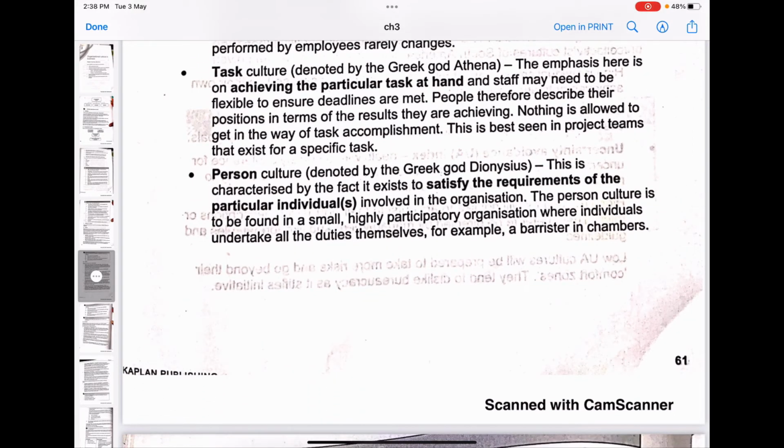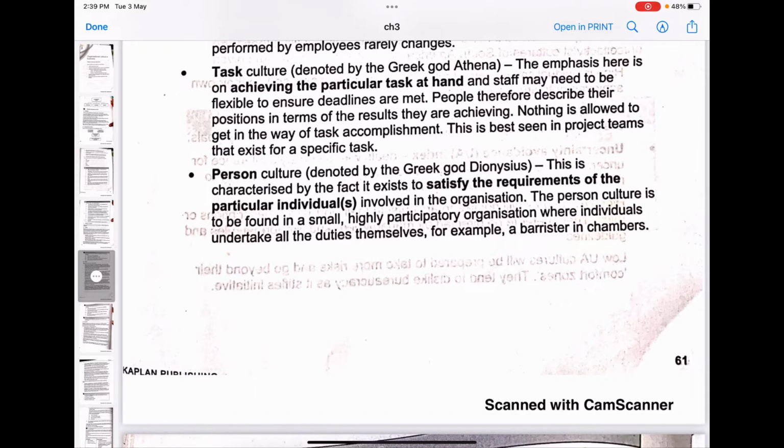Then we have the task culture, which is denoted by the Greek god Athena. The emphasis here is on achieving the particular task at hand, and staff may need to be flexible to ensure deadlines are met. People therefore describe their positions in terms of the results they are achieving. Nothing is allowed to get in the way of task accomplishment. This is best seen in project teams that exist for a specific task.